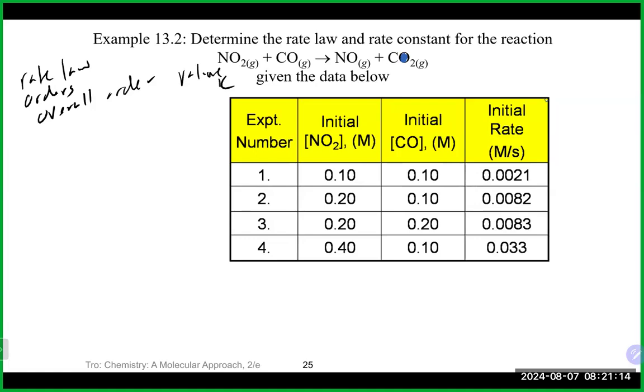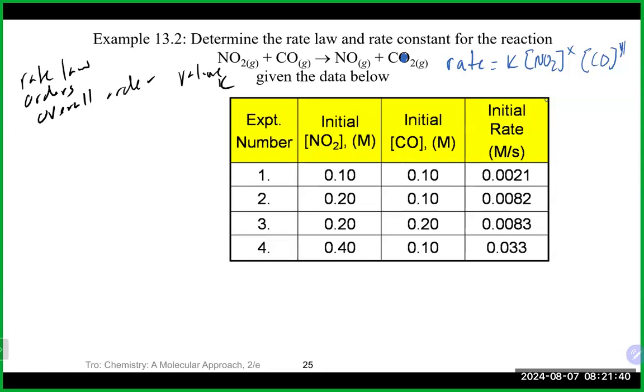So once again, in this case, we could write the generic rate law here before we figure out the orders. The rate is equal to k times the concentration, in this case, of NO2. We'll make that an x, and CO, we'll make it a y. Remember as well, there's a difference between the rate law and the rate expression. The rate law only deals with reactants, so no products in the rate law.